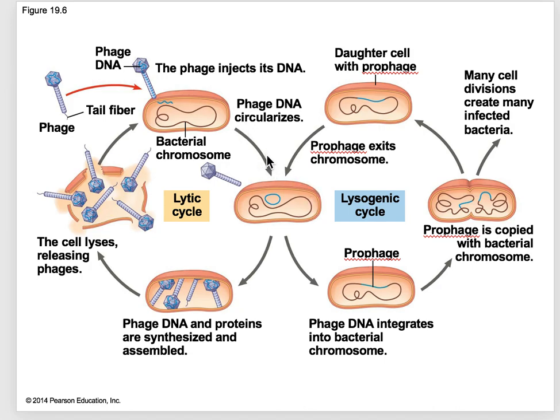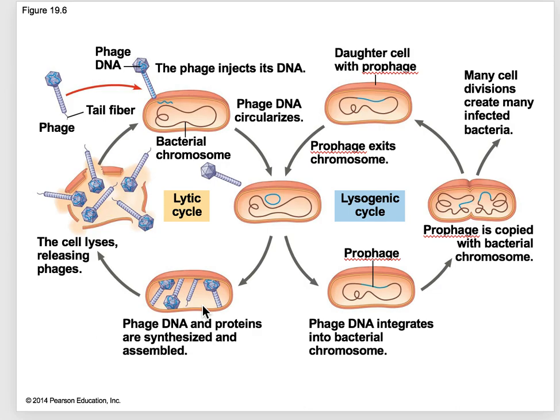Then it moves to the right. I'm on the left cycle, and it moves to the right, and you can see that there is a bacterial cell, and there is a circular piece of phage DNA, and then there's a big circular piece of the bacterial DNA. Then as it circles to the left, in the middle of the circle to the left, the phage DNA and the proteins are starting to be synthesized.